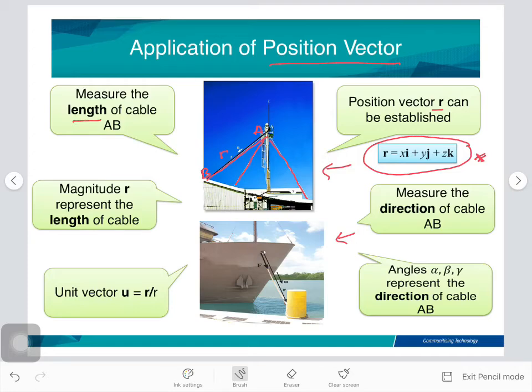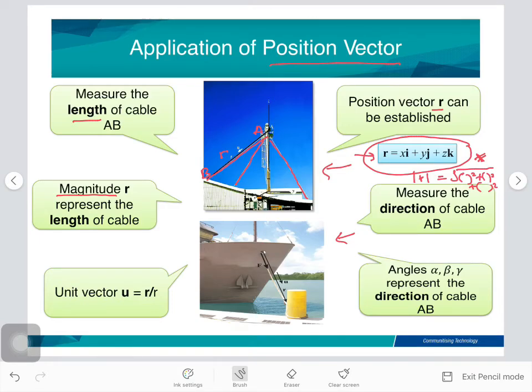How do we measure the length? The length can be defined by the magnitude of R. After you determine the position vector R, you can get the magnitude R. As usual, you use the square root of the sum of the squares. This is how we can determine the length of the cable.